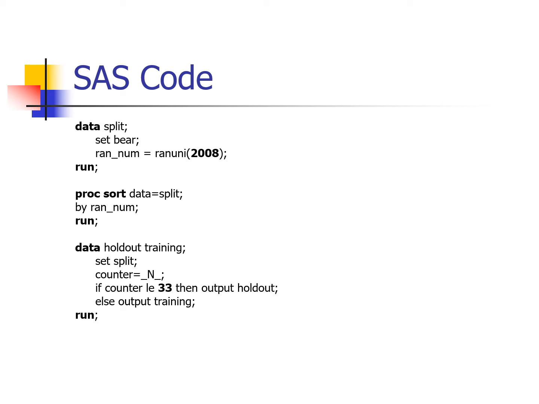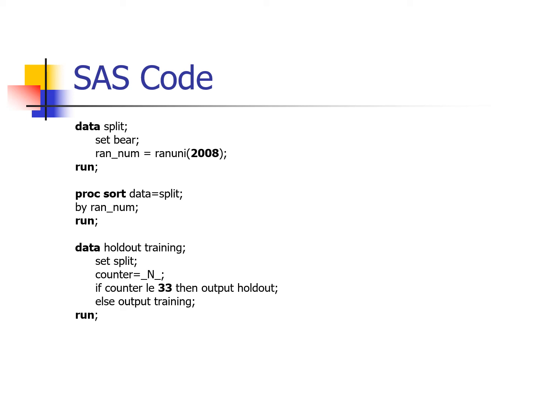I'm bringing in that split data set, which is just the bare data set with the random number added in. I do counter equals underscore N underscore. Underscore N underscore is just a special term inside a SAS data step that refers to observation number. So I'm creating a variable called counter that's essentially the observation number. And so it says, if counter, the observation number, is less than or equal to 33, then output to the holdout data set, else output to the training data set.